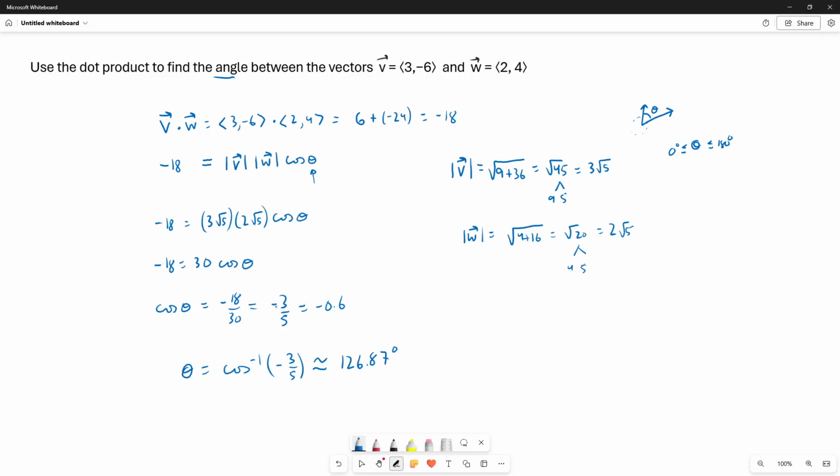And when the dot product is negative, that tells us that the two vectors will have an angle between them that is more than 90 degrees.